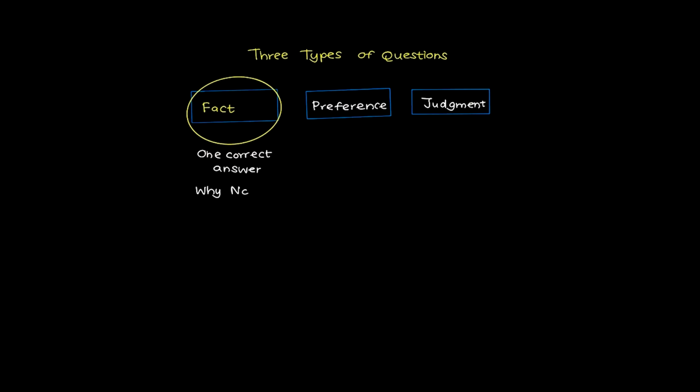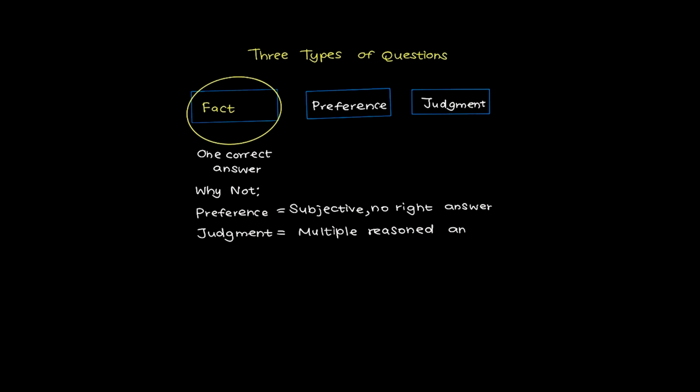Questions of preference involve subjective choice with no judgment needed. That doesn't apply to authorship since it's not a matter of personal taste. Questions of judgment have multiple reasoned answers where some are better than others, but authorship has a single correct answer. Question of analysis isn't even one of Paul and Elder's three categories.